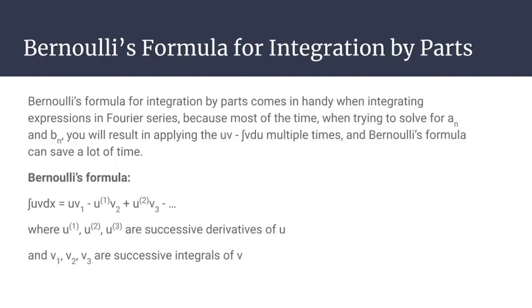Bernoulli's formula for integration by parts. Bernoulli's formula for integration by parts comes in handy when integrating expressions in Fourier series, because most of the time when trying to solve for a_n and b_n, aka any term of the cosine part and any term of the sine part, you will end up applying the integral of u dv equals uv minus the integral of v du multiple times, and Bernoulli's formula can save a lot of time. Bernoulli's formula can be seen down here in this part.